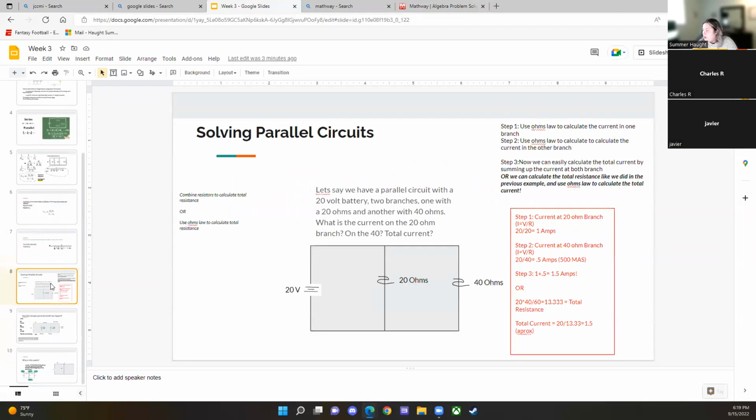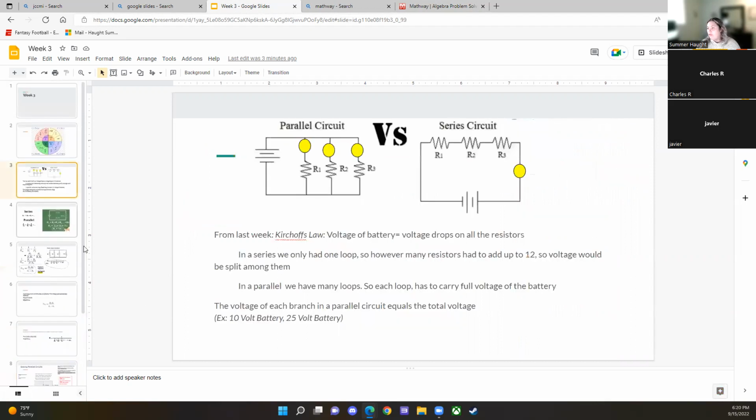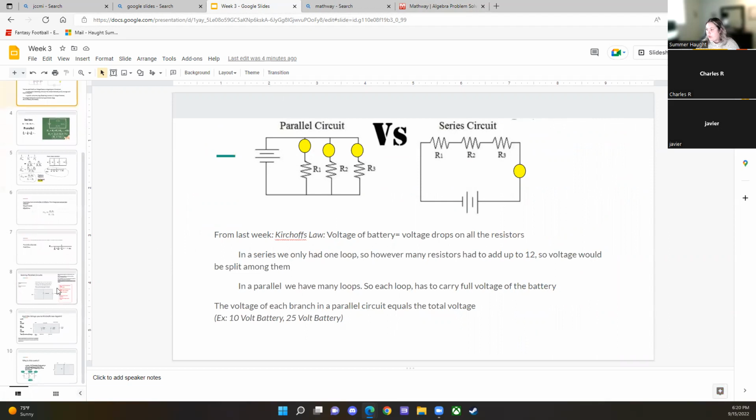Okay, just a couple more slides. Might end a little early today. The other idea talked about in the last couple videos for this week is solving parallel circuits. If you remember, last week at the end we talked about how to solve series circuits and calculate the voltage drops at all of those locations. But in parallel, since we have multiple loops, we always have the same voltage throughout. So there's really no point in calculating voltage drops, and we don't do that for parallel circuits.